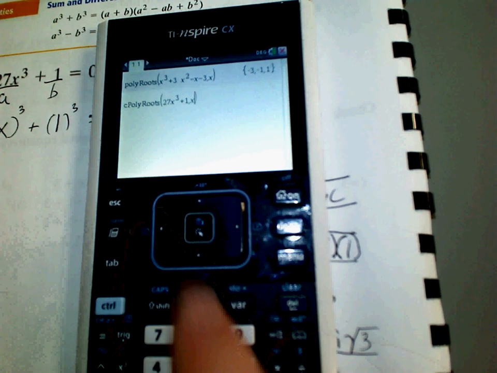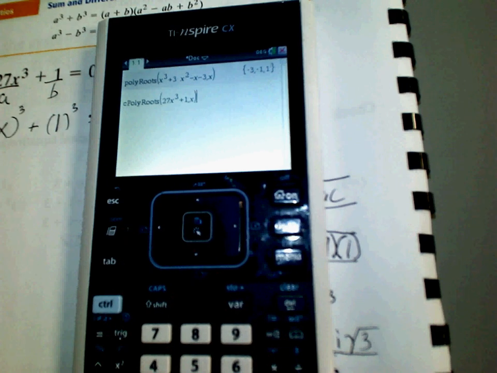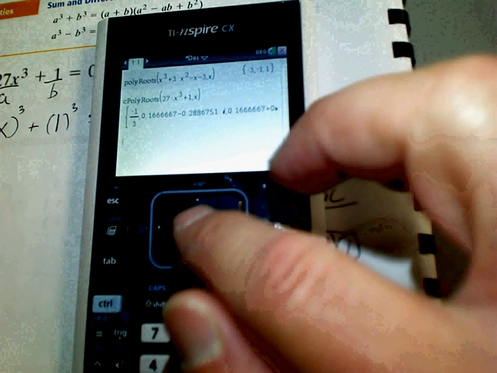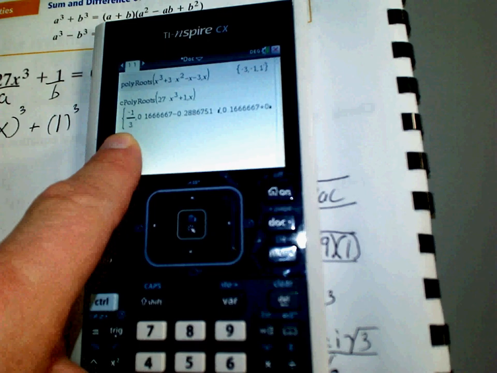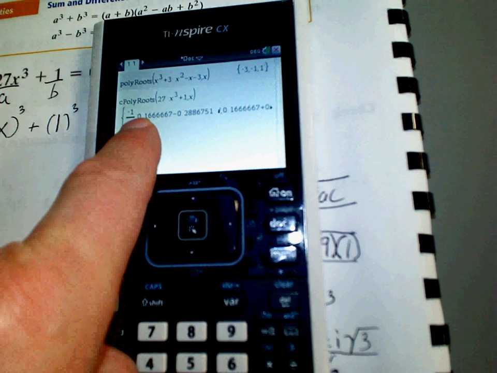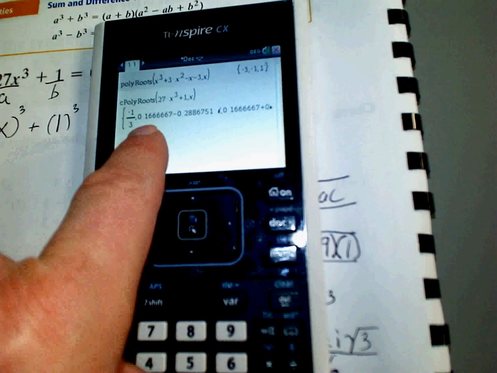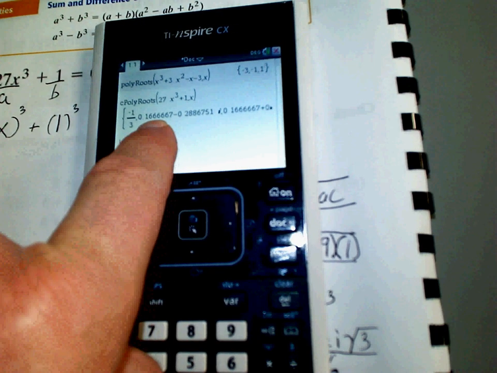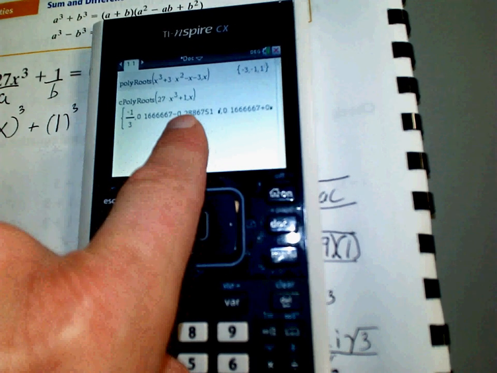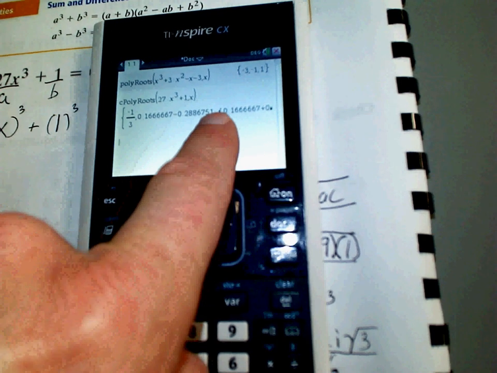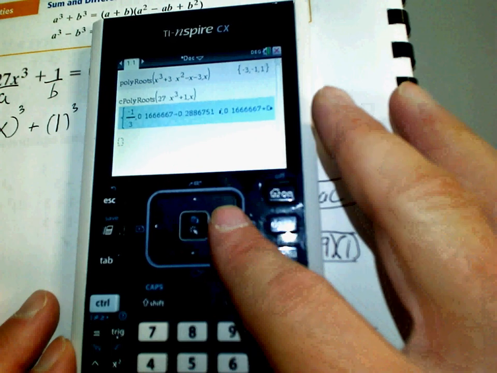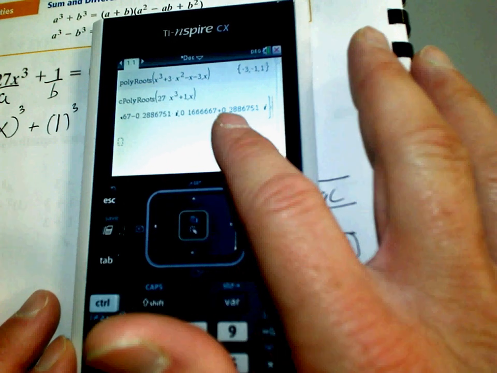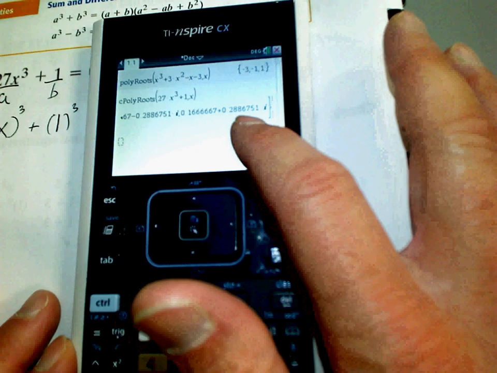What does it give us? There's our negative 1/3. That was the one real one. And then 0.16 repeating minus 0.28 blah, blah, blah, i. And then the same thing plus that 0.2886751 i. Where do those decimals come from?